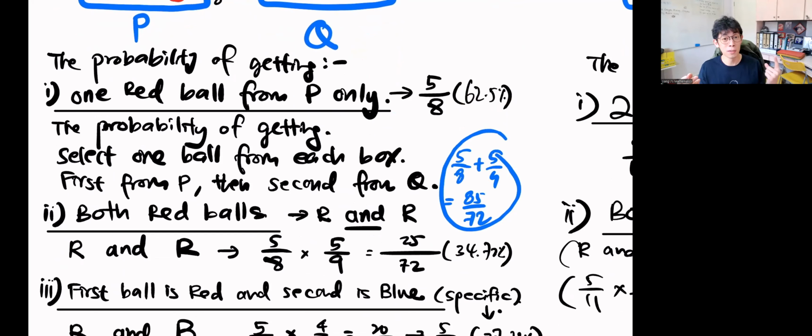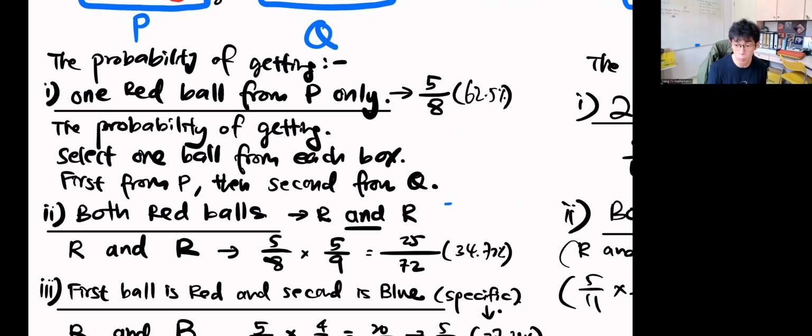That's the first reason. Second reason, how can you have more events, but your probability is actually higher than your one event? How is it possible? Right? That's the thing. So that's the reason why we have to decide whether to times or plus.